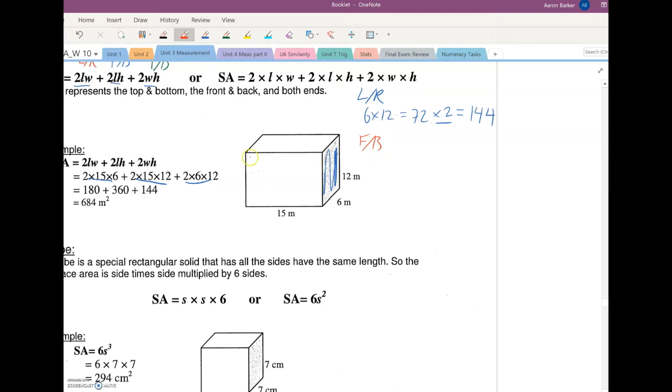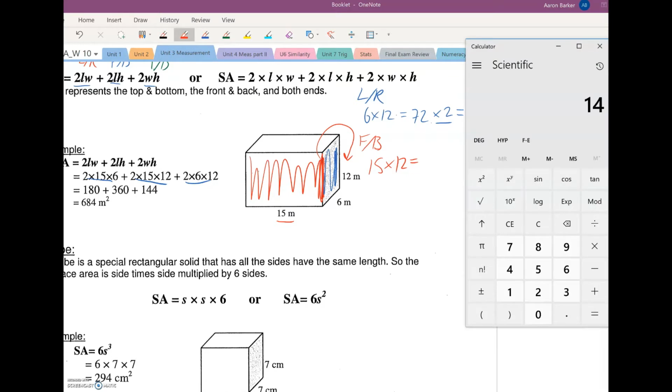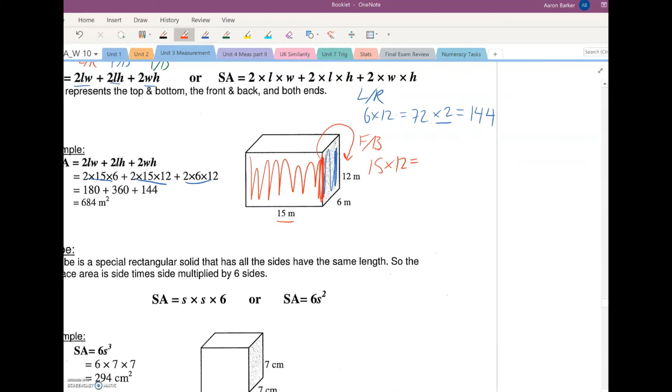Front and the back. So this one is the red. I have 15 as one measurement. And then what's this measurement here? It's located right there, 12. So this will be a 15 by 12 rectangle. 15 times 12. I'm not sure what that is, I have to use my calculator for that. 15 times 12 equals 180, and there's two of them, so I double it, and that equals 360. Okay?